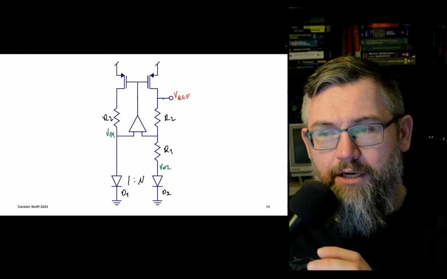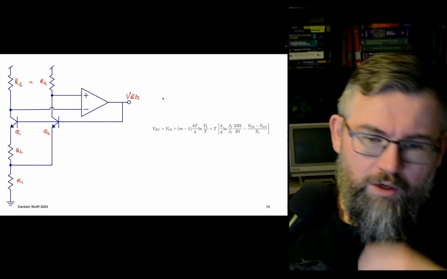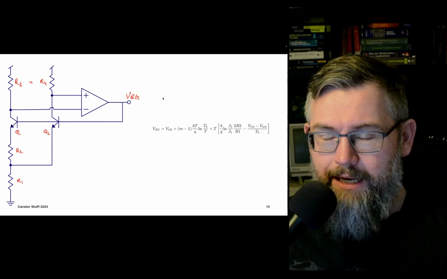Now, there's also one of the really first implementations. Not the one you're looking at now, but the guy that this circuit is named after, the Brokaw reference. I think he was one of the pioneers within bandgaps.